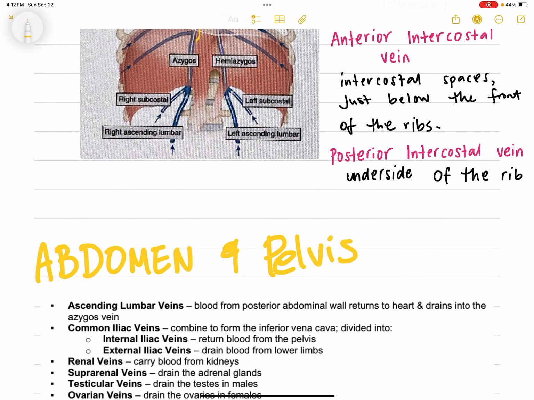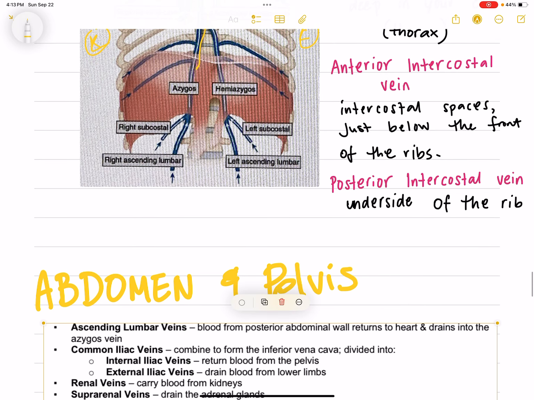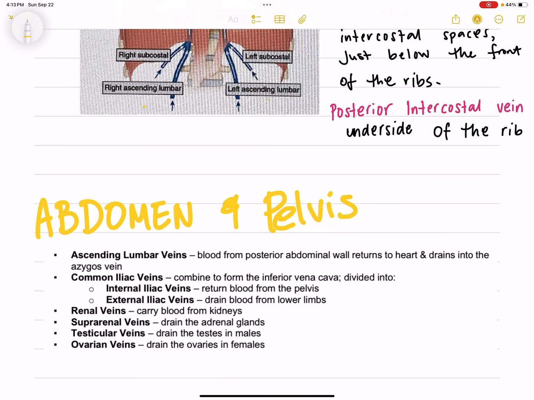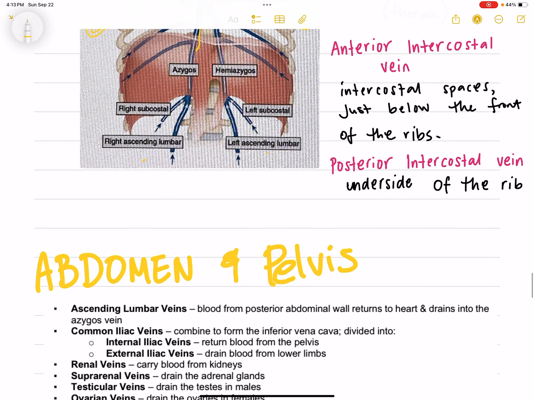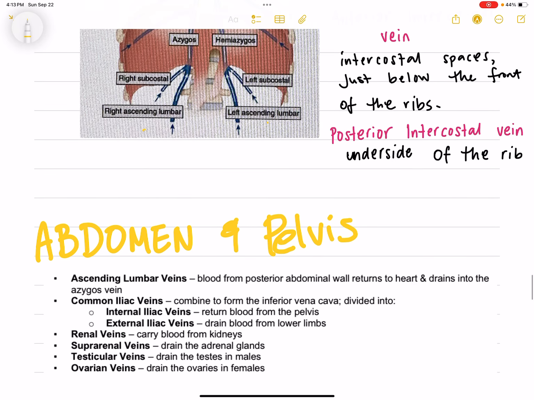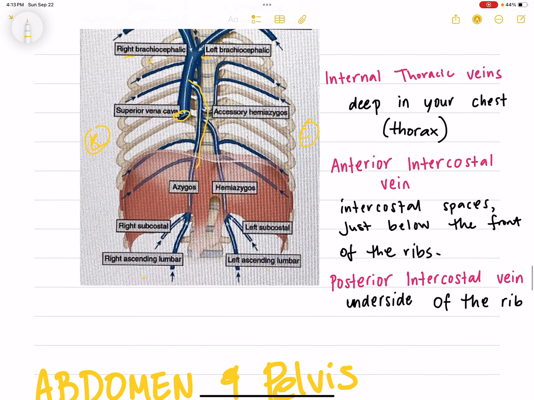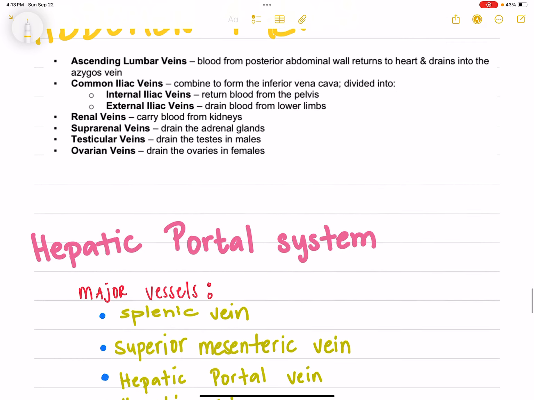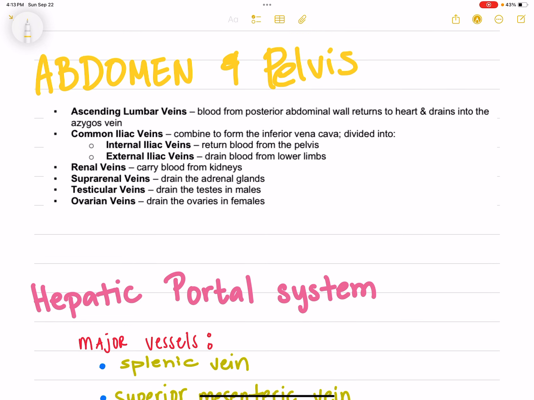So ang ascending lumbar veins, ari siya. So we have left and right ascending lumbar vein. So blood from posterior abdominal wall returns to heart and drains into the azygos vein. So may mga common iliac veins kita sa abdomen and pelvis combined to form the inferior vena cava, divided into internal iliac and external iliac vein. So ang internal iliac vein, so return blood from pelvis. Okay? So ang sa external naman, drains blood from lower limbs.